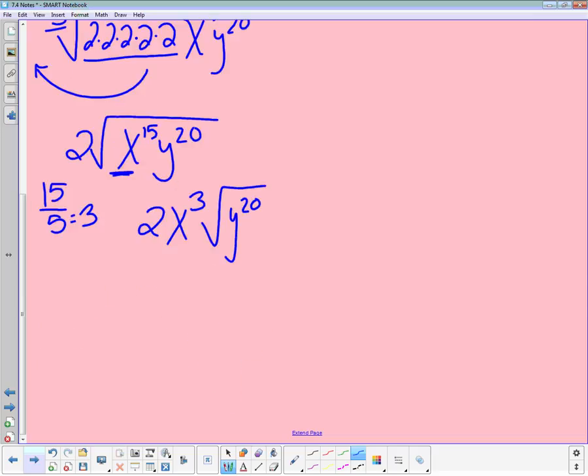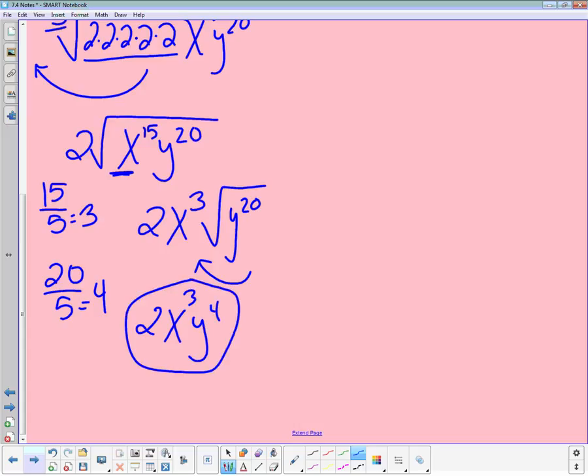And we'll do the same thing for our y variable. So we have 20 y's, so 20 divided by 5 is going to give us 4. So we have 4 groups of 5. So we'll bring 4 y's out in front. So we have 2x cubed, y to the 4th, and that's your answer.